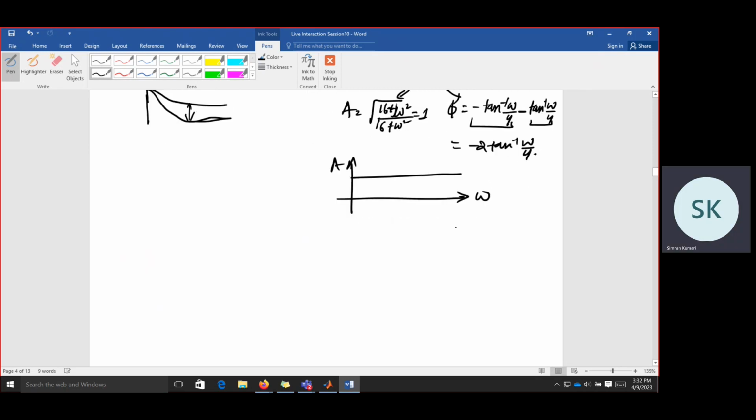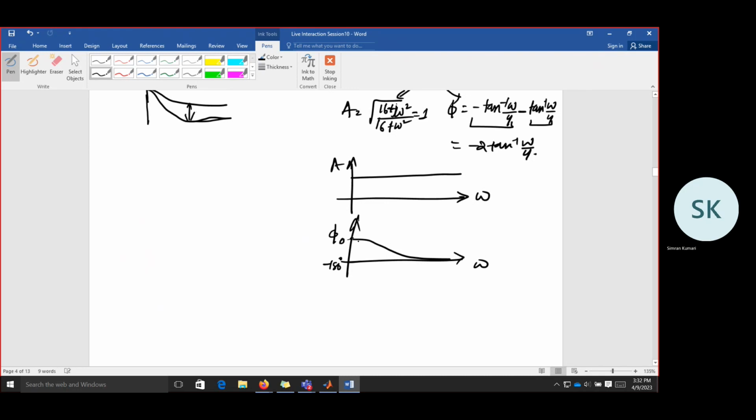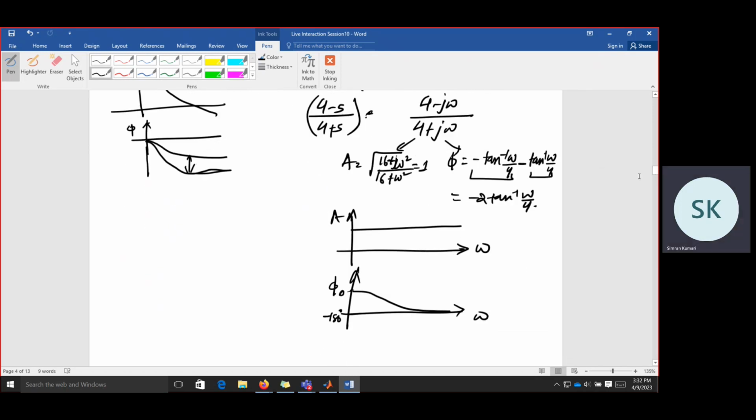And this phase, what is it for zero frequency? It's 0 degree. And for infinity, it's like minus 2 tan inverse infinity, so it's minus 2 times 90 degrees, and this goes to minus 180 degrees. Okay. So that means if we have this all pass filter in cascade, basically why is this an all pass filter? Because it is passing all frequencies, so there is no attenuation.